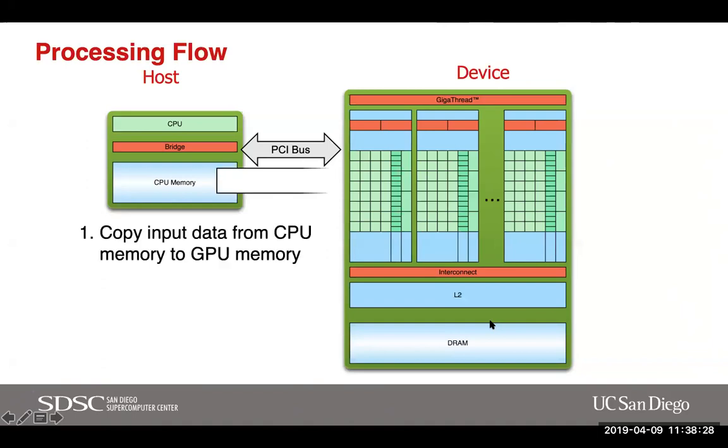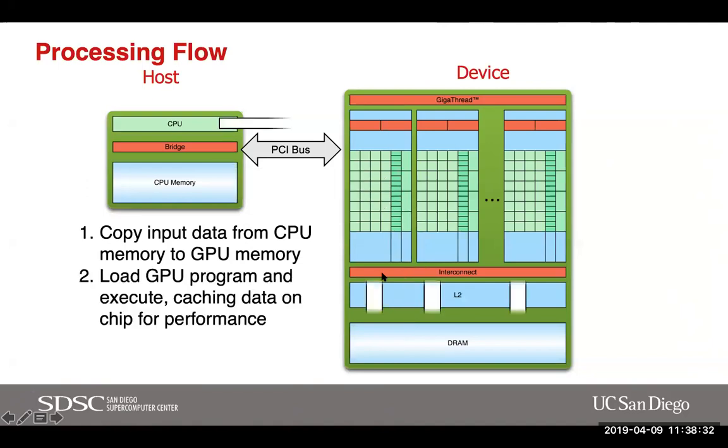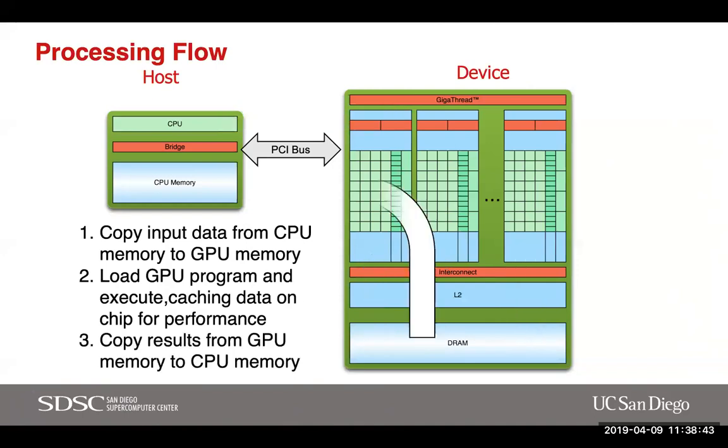So what you would do is copy input data from the CPU memory to the GPU memory. Then you load your GPU program and execute it, ideally caching the data on the chip for performance. We'll get to that in a little bit. And when you're done, you copy the results back from GPU memory to CPU memory.